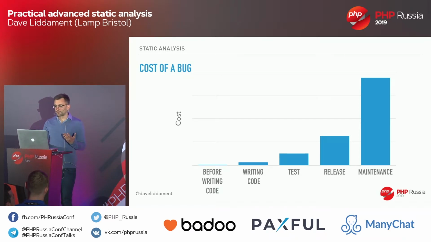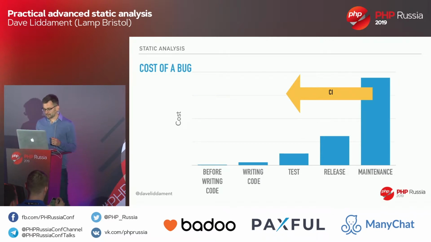And if we think about our cost of the bugs, the best we can do with CI is moving it down to the point where our CI is actually run. But we can do better than that.